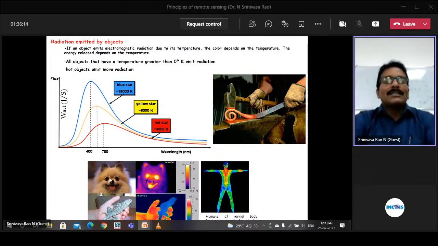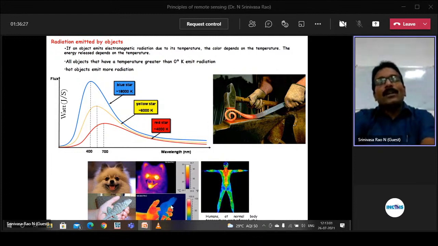Similarly, if you see the thermal image of the cat, its body temperature compared with our body temperature is very low. So that energy is lower. These are the different temperatures.